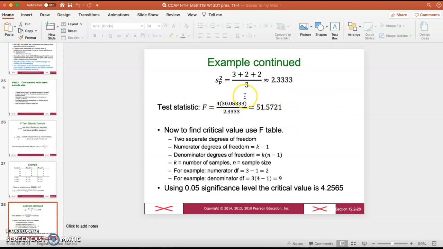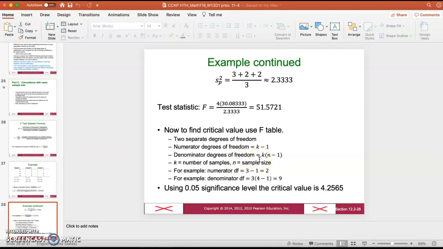Alright, so that's the test statistic, and if we want to conduct an ANOVA test with the traditional method or the critical value method, next we'll need to find the critical value using the F table. There are 2 separate degrees of freedom we need to look at for using the F table. There's the numerator degrees of freedom, which you find from k minus 1, where k is the number of samples. Then there's the denominator degrees of freedom, which you find from k times n minus 1, where n is the sample size.